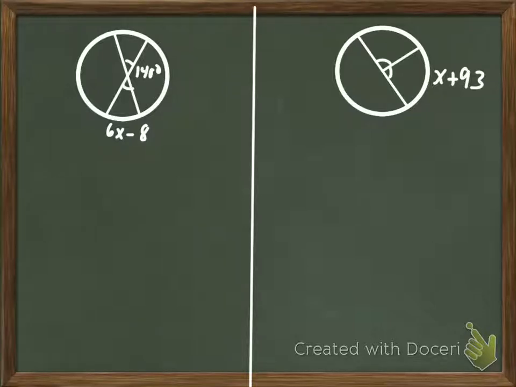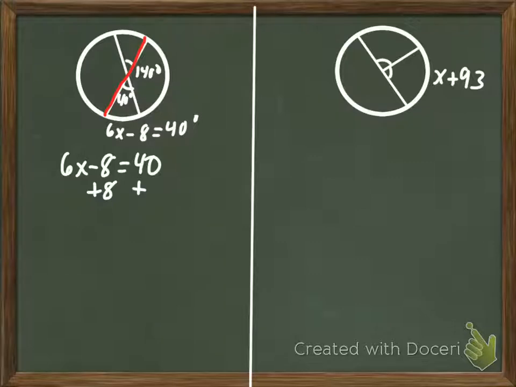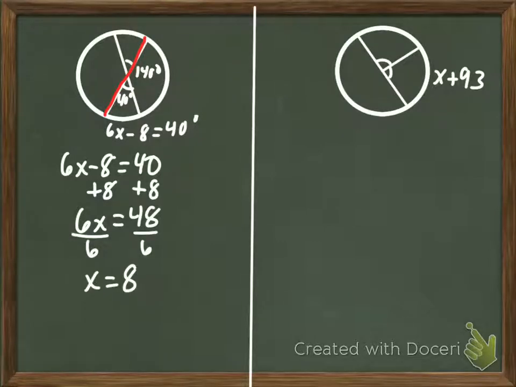So if we look here, I know this whole thing's 180 degrees. I know 140 of it, which means I have 40 degrees left. So this is 40 degrees. So I know that this arc is also 40 degrees. So now I have an equation that I can solve for x. So let's go ahead and do that now. So we find out that x equals 8.